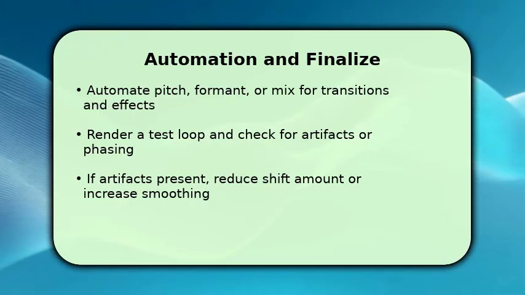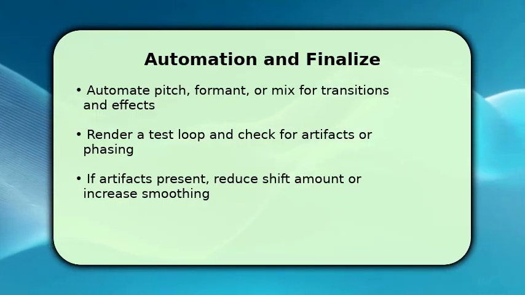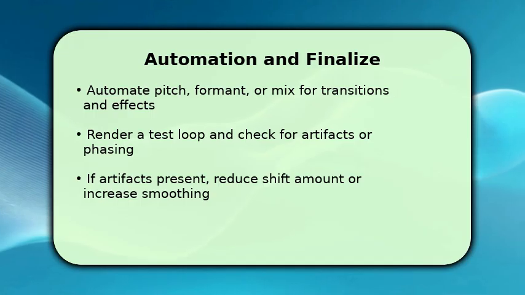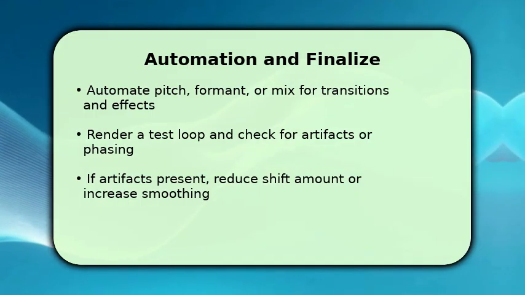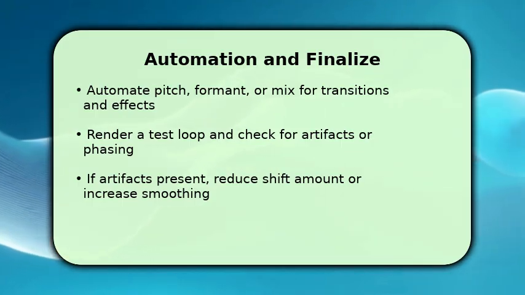To finish, automate the pitch or mix controls for dynamic movement. Draw automation clips in the playlist to create climbs, drops, or vibrato effects. Next, render a test loop and listen critically for artifacts like zipper noise, phasing, or aliasing. Use solo and bypass to compare.